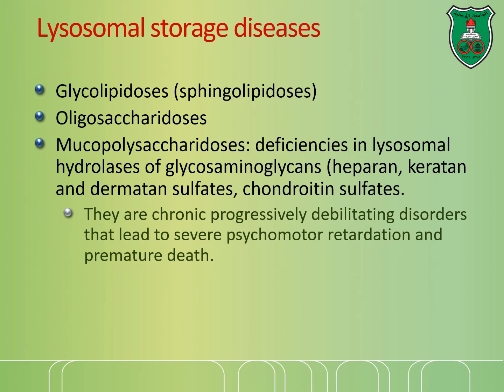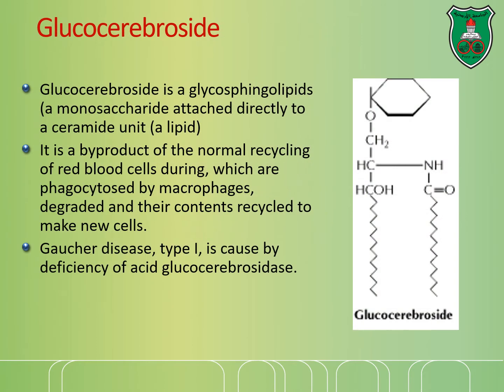Now, overall, these are really severe diseases, and usually they are associated with mental retardation as well as premature death. One of the most common diseases is Gaucher disease, and there are different types of Gaucher disease, and Gaucher disease is caused by deficiency of the enzyme acid glucocerebrosidase, which is the enzyme that is responsible for degrading a sphingolipid known as glucocerebroside.